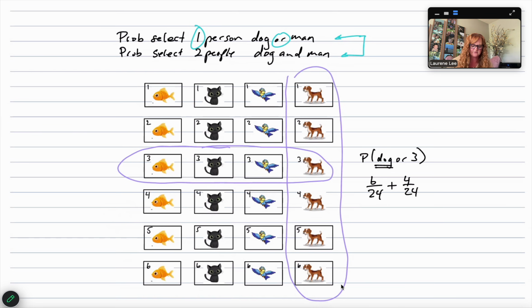So I've got 6 over 24 plus 4 over 24. Now the question is, did you count anybody twice? The answer is yes. I counted this card right here, which is the dog with 3 on it. I counted that twice. So these are not mutually exclusive events, and I need to subtract off 1 over 24. So 6 plus 4 is 10, minus 1 is 9. My probability is going to be 9 over 24.